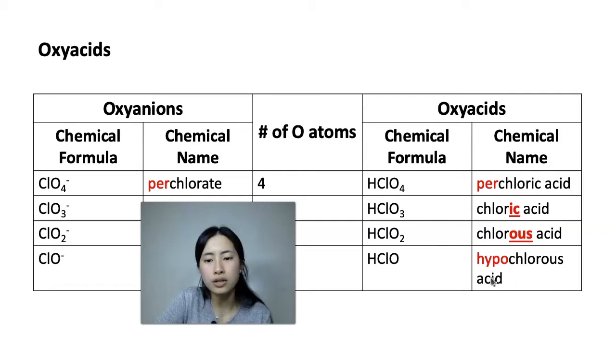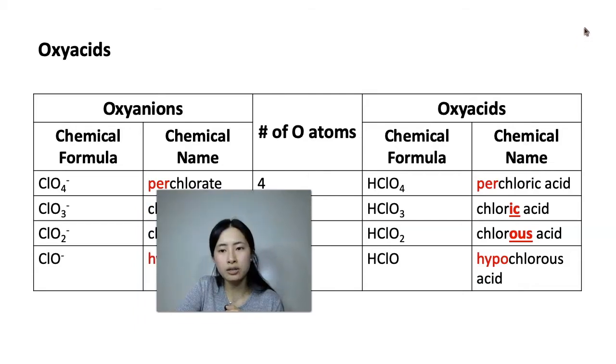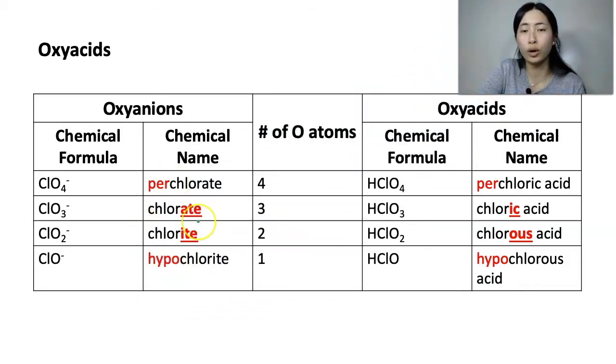Now moving on to oxyanions and oxyacids. Whenever we're looking at oxyanions, in this case, we start with chlorate as an example. We know that it has 3 oxygen atoms and therefore it ends in ATE. Adding 1 oxygen atom to chlorate would give you perchlorate. So we simply have to add the prefix per. And going back to chlorate, when you reduce 1 oxygen atom from chlorate, you end up with chlorite. Reducing 1 more oxygen atom from chlorite, you end up with hypochlorite.